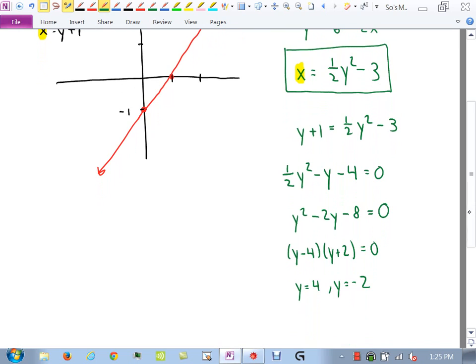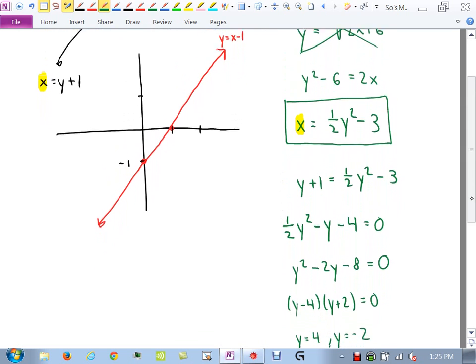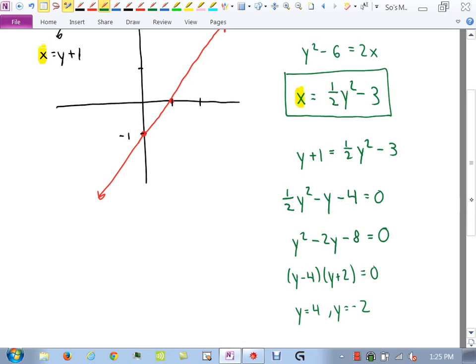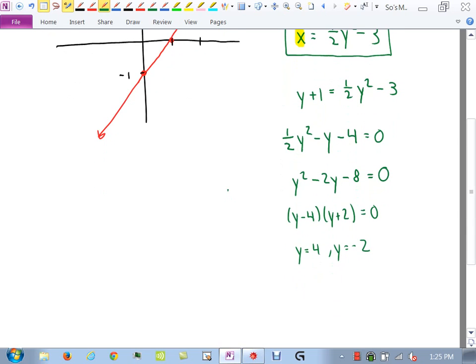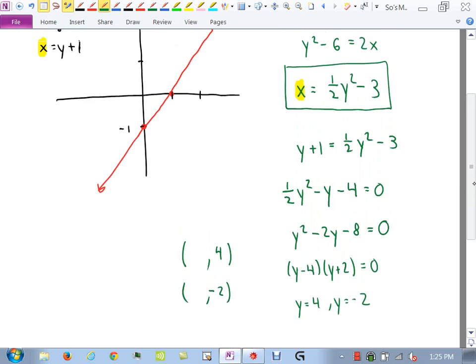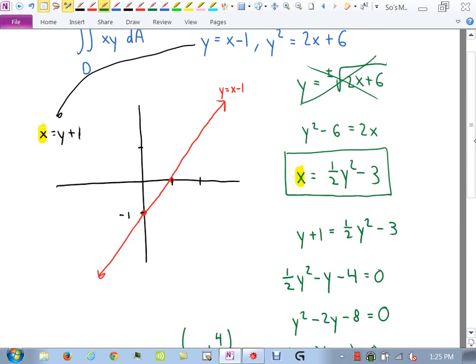Now those are not x-intercepts, right? Or not intercepts. Those are my y values where I hit, right? So how am I going to determine these as points? I go back and get x, right? So here's how we can do this. Watch. I know that when y is 4 and y is negative 2, these two graphs hit each other. So all I have to determine is what is x if y is 4. Which one of these equations can you use? Either one.